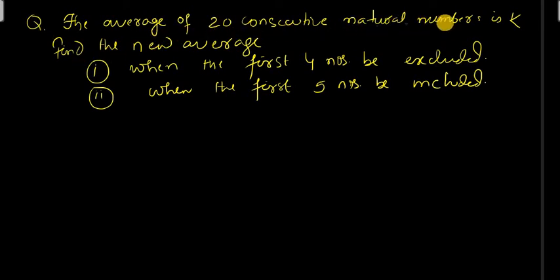Example: the average of 20 consecutive natural numbers is k. Question 1: find the new average when the first 4 numbers are excluded. Question 2: when the first 5 numbers are included. So let us see the cases. Here the average of 20 consecutive natural numbers is k.